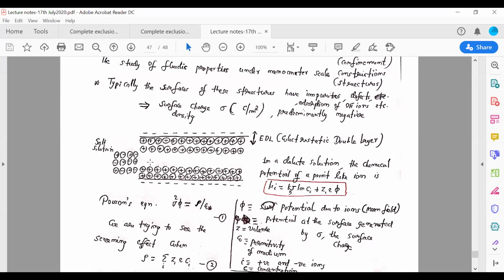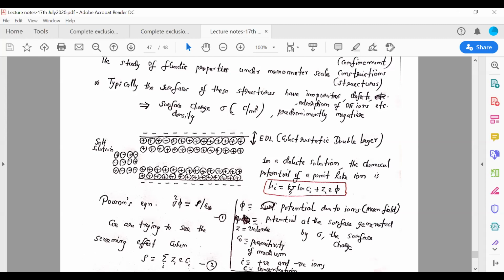If you have more ions, you can screen completely. But if you have fewer ions, you cannot screen, so the electric field will penetrate. These charges produce an electric field, called the potential. It generates a potential which is screened by the opposite charges. This is electrostatic screening. Now if you see this picture, it has surface charges on both sides.